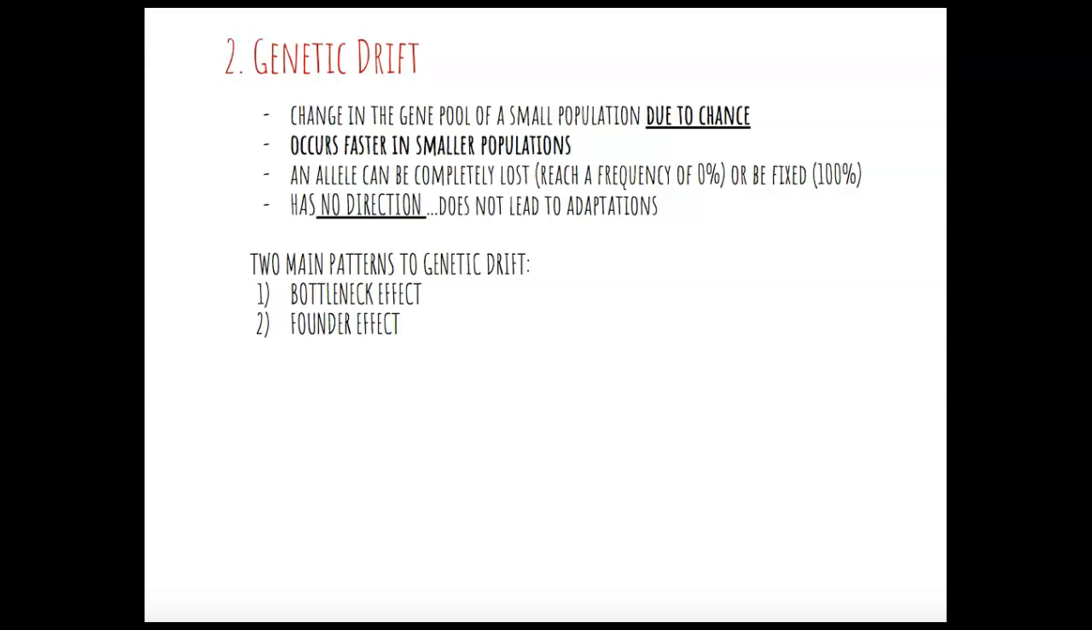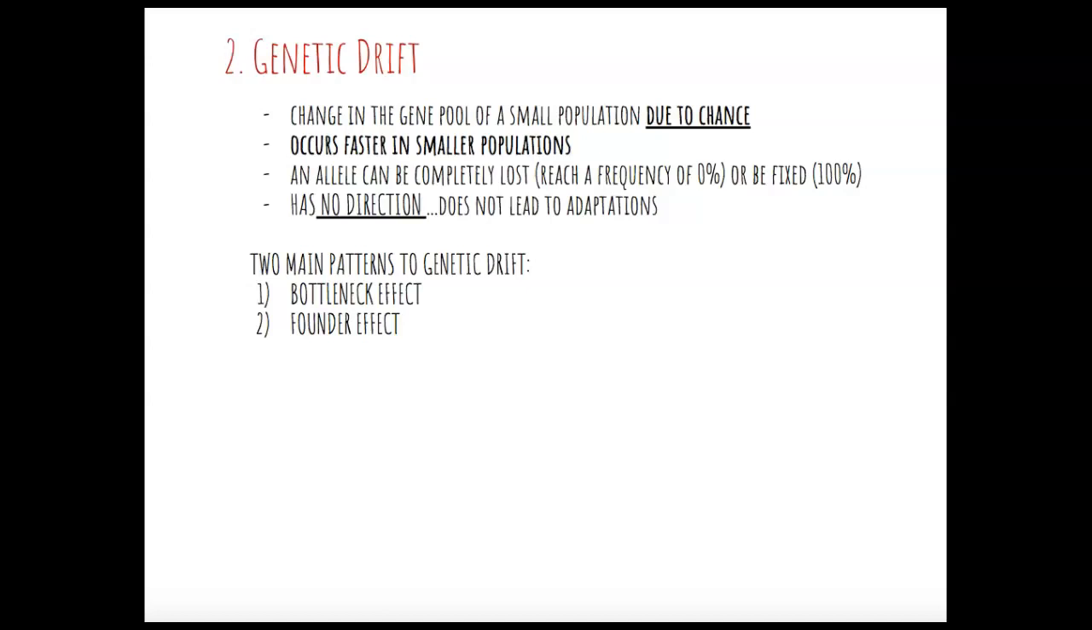40% of a large population of individuals is affected by a chance event, you're still going to have a decent number of individuals that are not affected. However, in a small population, if you already only have a few individuals, if 40% of them is affected, you're going to have a larger effect than in a larger population. So an allele can be completely lost, reach a frequency of 0%, or be fixed, so be 100%, based on chance events. Genetic drift is a mechanism that has no direction, so it doesn't lead to adaptations.